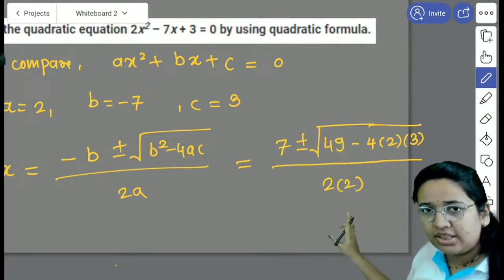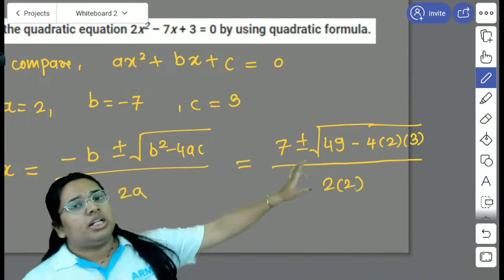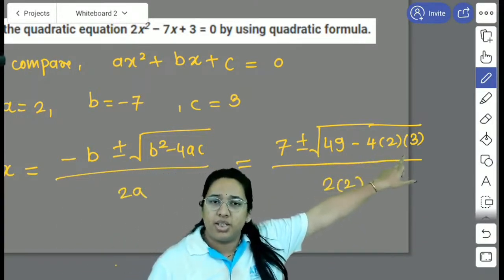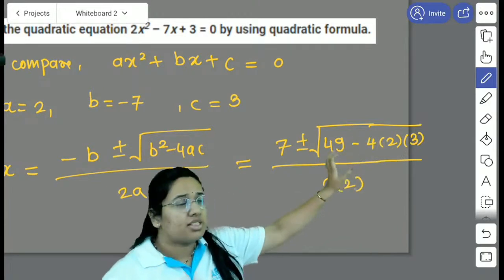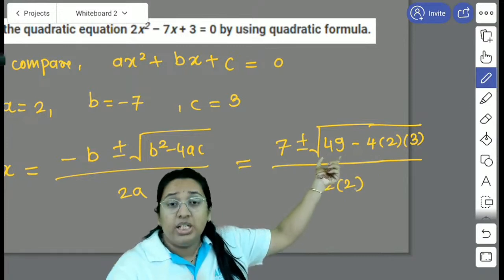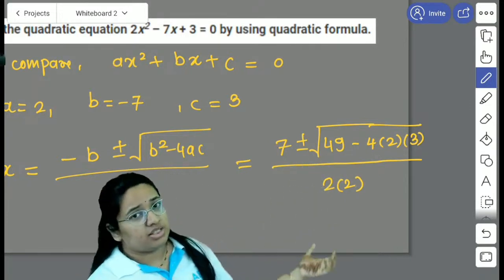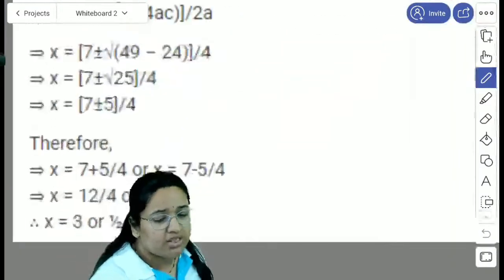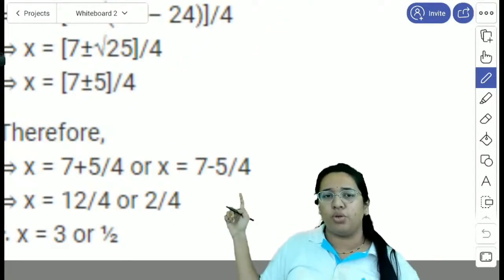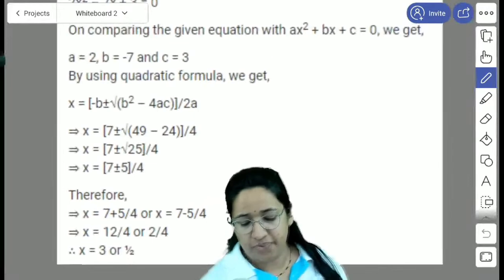After calculating this, you will get your final answer. Getting this one? So there will be 4 times 2 times 3, that is 24. If you subtract 24 from 49, there will be root 25. So either you have to consider plus 5 or minus 5. So your answer will be either (7 plus 5) upon 4 or (7 minus 5) upon 4. That is 12 upon 4 or 2 upon 4. This will be the answer.